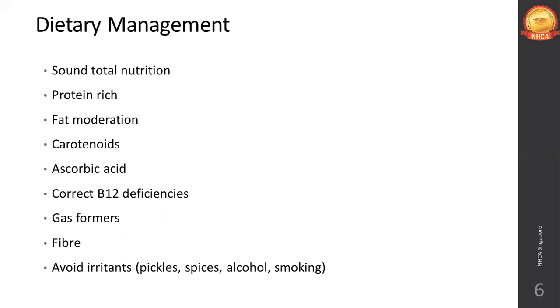So about peptic ulcer, is it clear? The dietary management part is what is important for you.